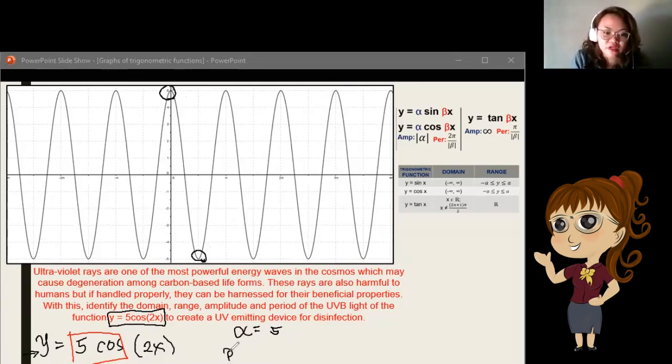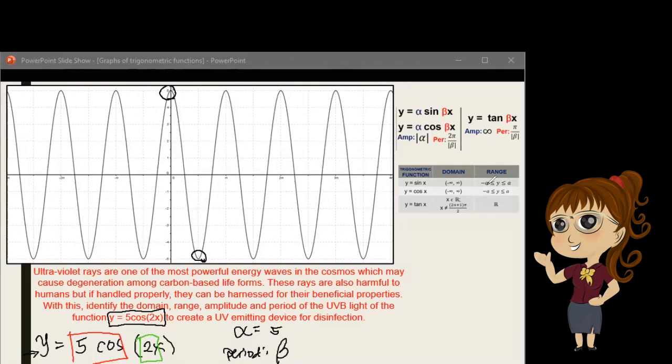Next, for the period, we identify first the beta value. Beta value is identified from the numerical coefficient of your angle x here. All right, let's call on Kimalisa, what will be the value for our beta here? 2 po. Okay, very good.